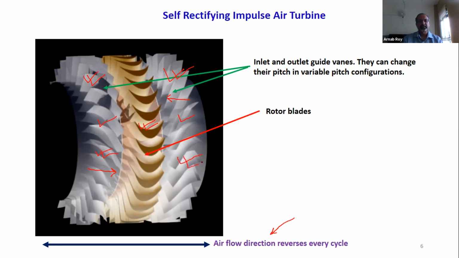And when they function as inlet guide vanes, they are closer to a nozzle configuration. And when they function as outlet guide vanes, they are closer to a diffuser configuration, which makes the pressure recovery more efficient.